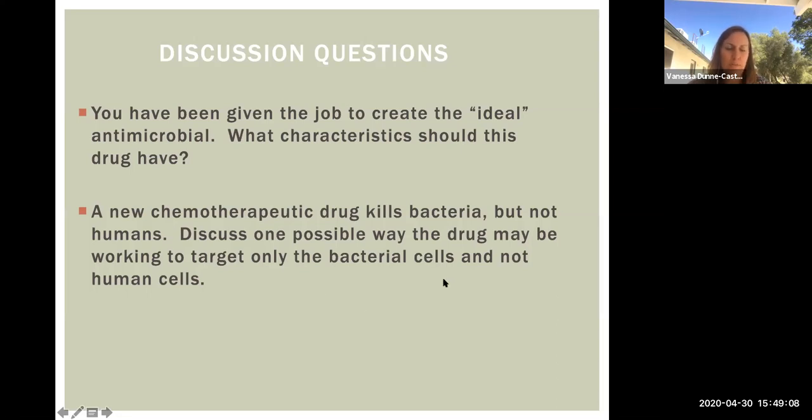This one, again, is a broad abstract idea. A new chemotherapeutic drug kills bacteria but not humans. Discuss one possible way the drug may work to target only bacterial cells and not human cells. In fact, this is a great opportunity for you to go back to chapters 3 and 4, that chart we were creating, that hopefully you finished, where we were comparing and contrasting prokaryotic and eukaryotic cells and identifying the different composition of different components of these organisms. Just go back to that chart and do a nice review to select out the components of a prokaryotic cell that would be a really good target for chemotherapeutic drugs.